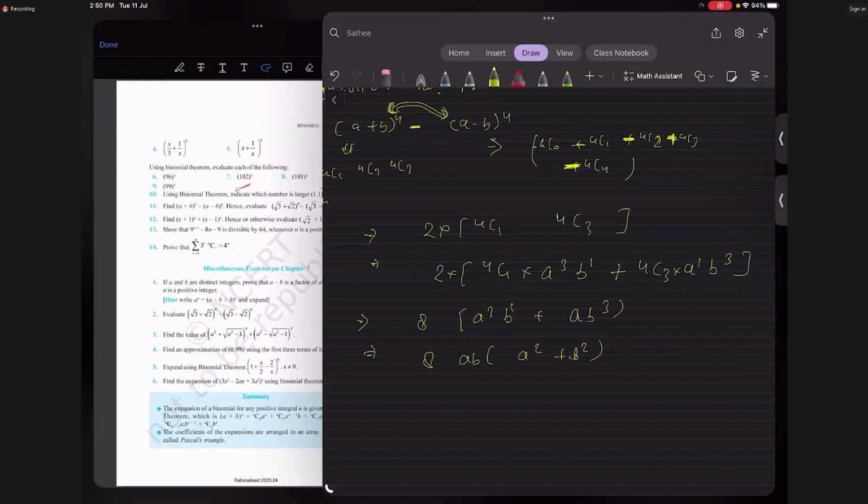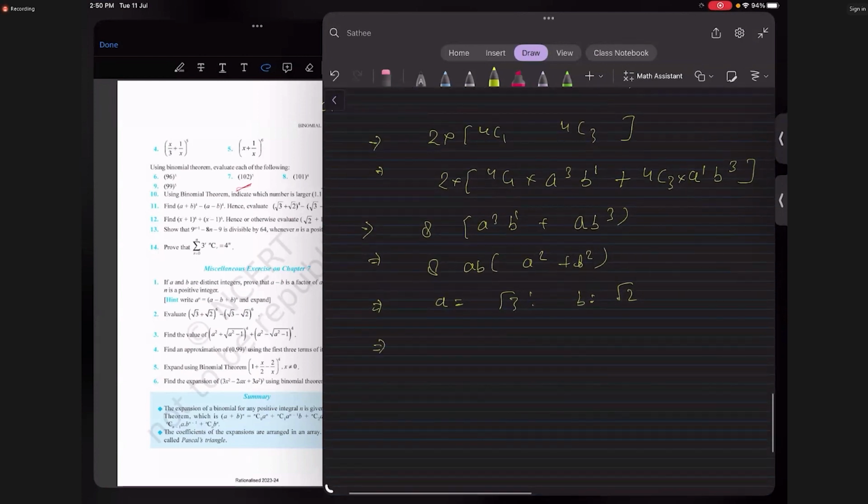And you have to find the value for a equal to root 3 and b equal to root 2. If you put the values here, this would be 8 times root 6 into (3 plus 2). So this would be 40 root 6. This would be our answer.